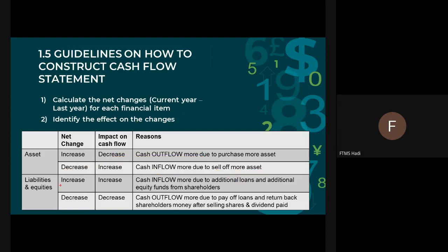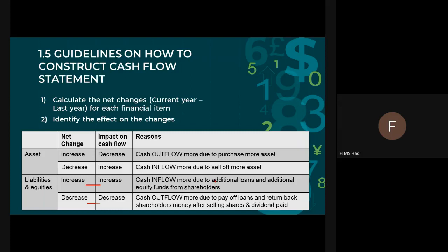Okay. Second here in the guideline is liabilities and equities. Okay, the liabilities relationship with net changes and cash inflow is the same. Yeah. Okay, you see here, liabilities increase because the cash flow also increases. Why? Cash inflow is more due to additional loans and additional equity funds from shareholders.